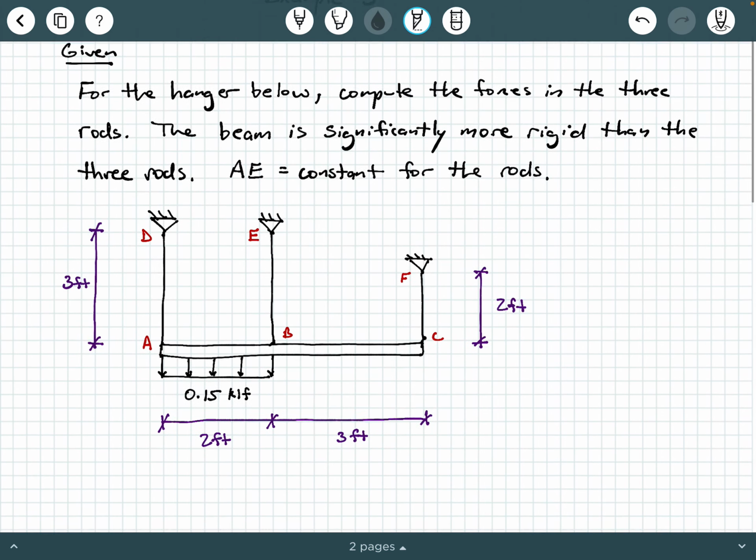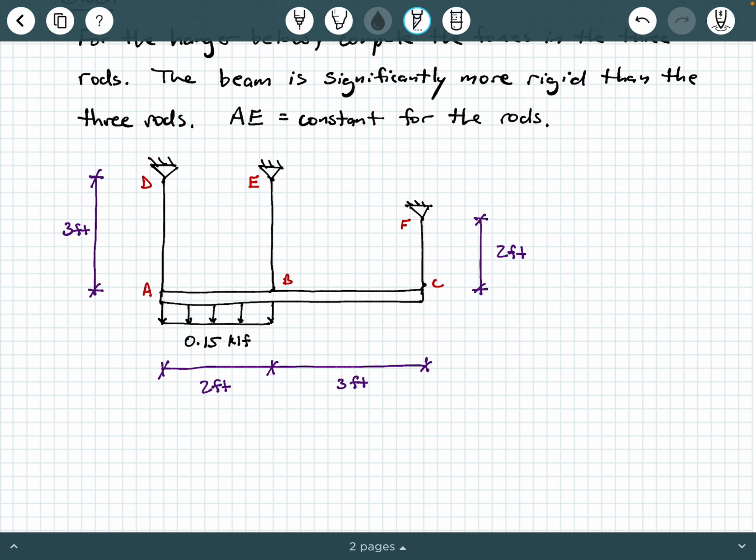So let's take a look at the diagram that we're given so we can make sure we understand what we are dealing with. So we have this beam here. This is the horizontal member ABC, which is significantly more rigid than the three rods. Now, the reason why this is an important sentence is because when our beam is treated as significantly more rigid than the three rods, that means that the beam's deformation is going to be very, very small compared to the elongation of these three rods. So basically what this sentence is telling us is that we don't really need to deal with the beam trying to bend, for example. What we're really dealing with is the elongation of these three rods. So that's the significance of that sentence.